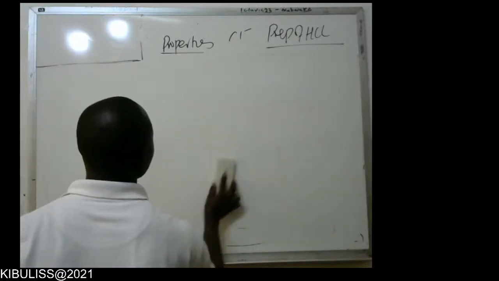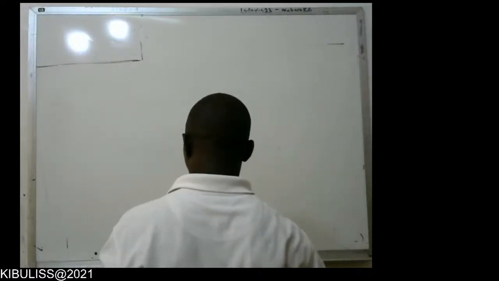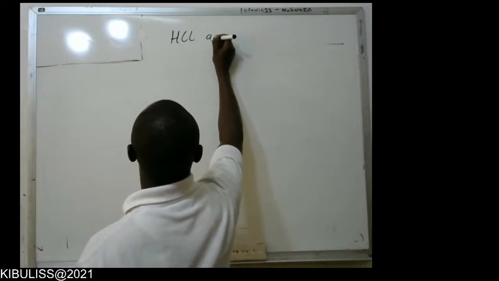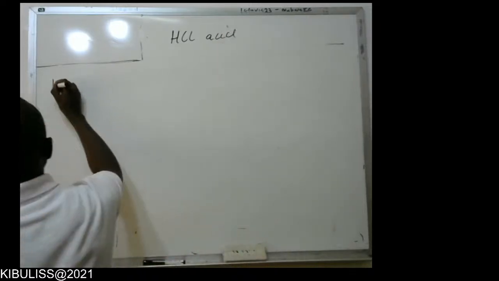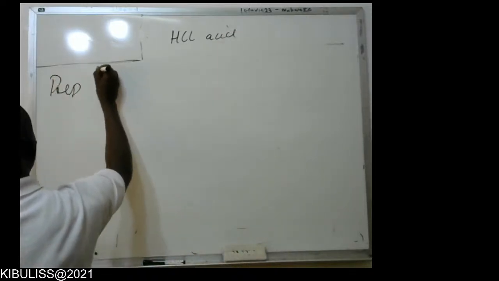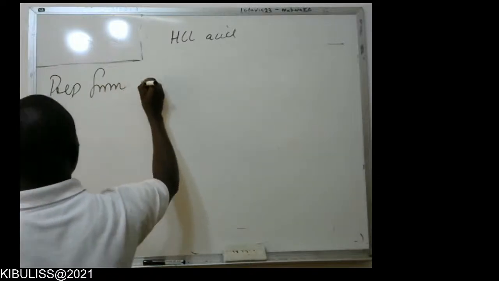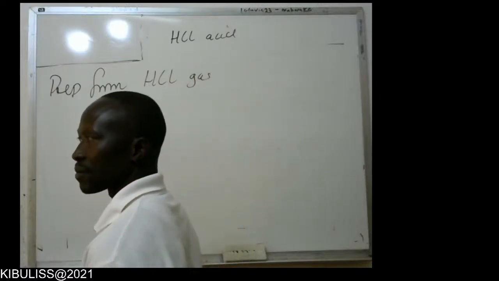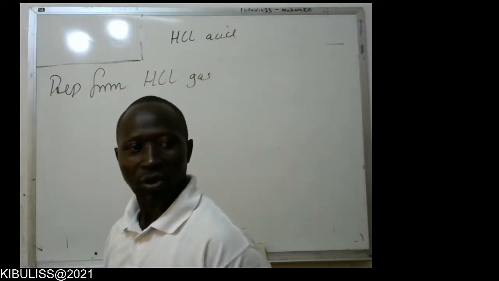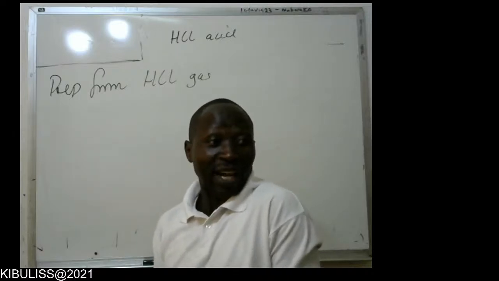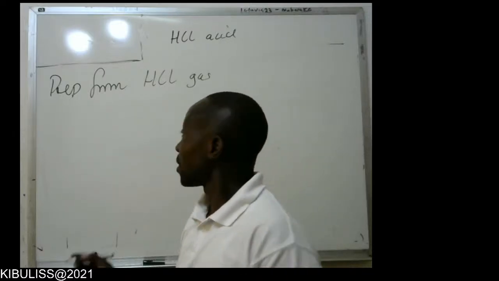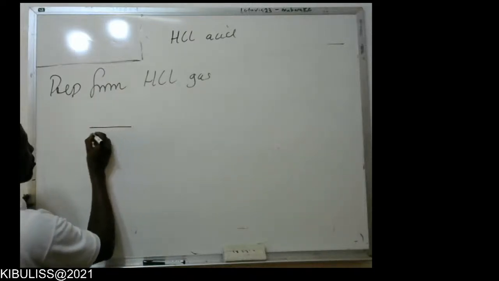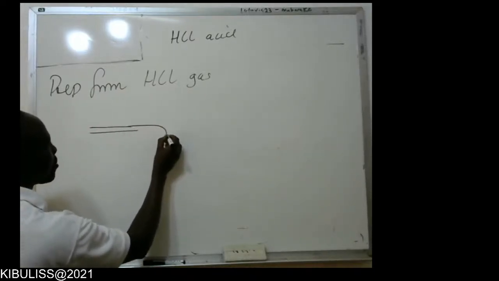So let us go into hydrochloric what? Acid. This one is now HCl acid. Where do we prepare it from? We shall prepare it from hydrogen chloride gas. I'm not going to do a setup again, but if I want, I can do a setup and prepare it in the lab. So what happens is, from our diagram, I have hydrogen chloride gas coming in from the source.